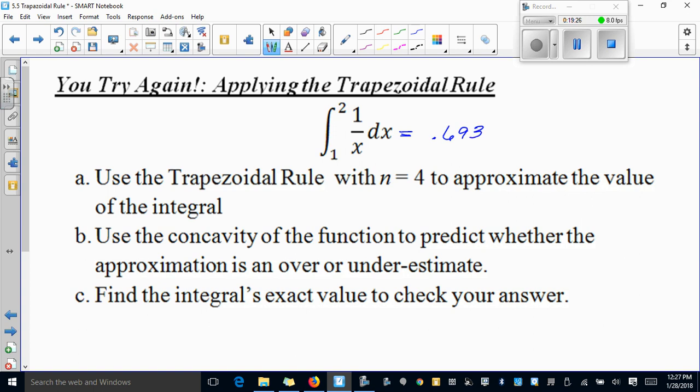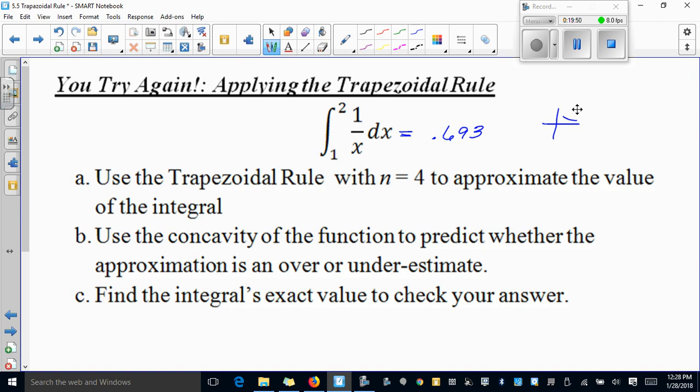Now, what we have to realize is that 1/x from 1 to 2, and you can put this in the calculator as well to look at, is getting closer and closer to 0. So what's happening is your graph is doing this. Your graph is concave up again, but it's also decreasing. So the question on this one is whether or not it's going to be over or under estimation.